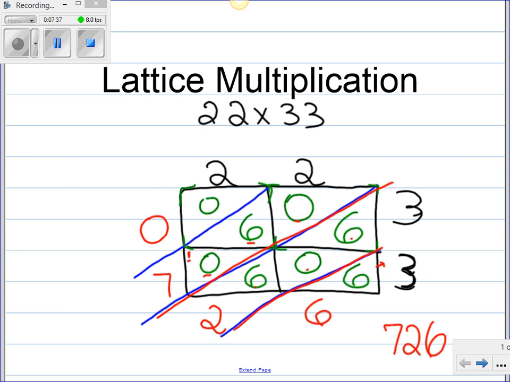What I think I'm going to do here is stop this recording, because it is getting a little long. I'm going to post another one called Lattice Multiplication Part 2, where I do a couple more examples, because this one, like I said, is confusing, but it's a very neat way to look at multiplying.